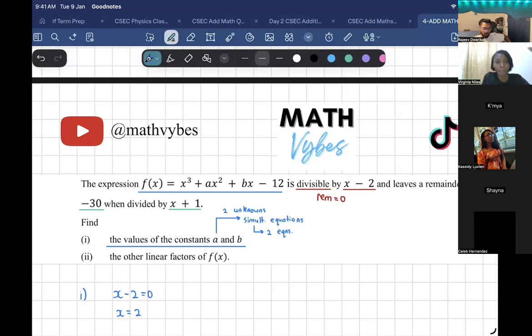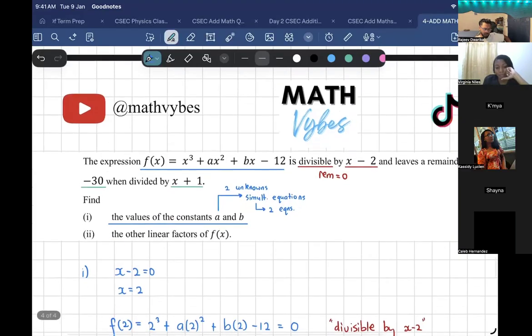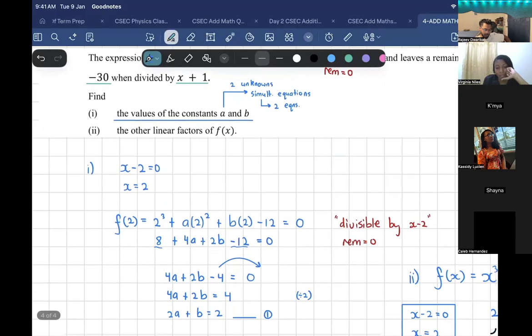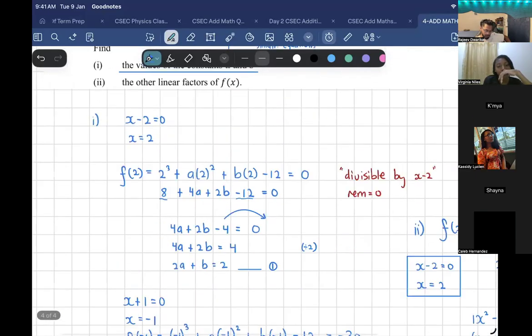So let me run back through our arithmetic. We had x cubed plus ax squared plus bx minus 12. If it is divisible by x minus 2, the remainder is 0. So I'm going to plug in 2 into that. 2 cubed is 8, plus 4a plus 2b minus 12 is equal to 0. 8 minus 12 is minus 4, move across, so I get 4. So 4a plus 2b is equal to 4. Divide that by 2: 2a plus b is equal to 2.